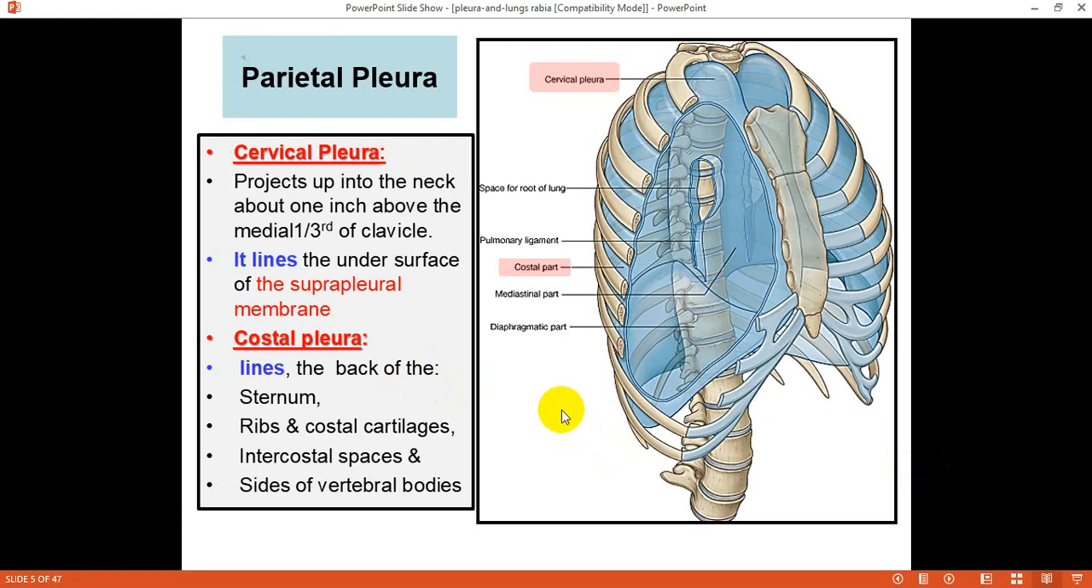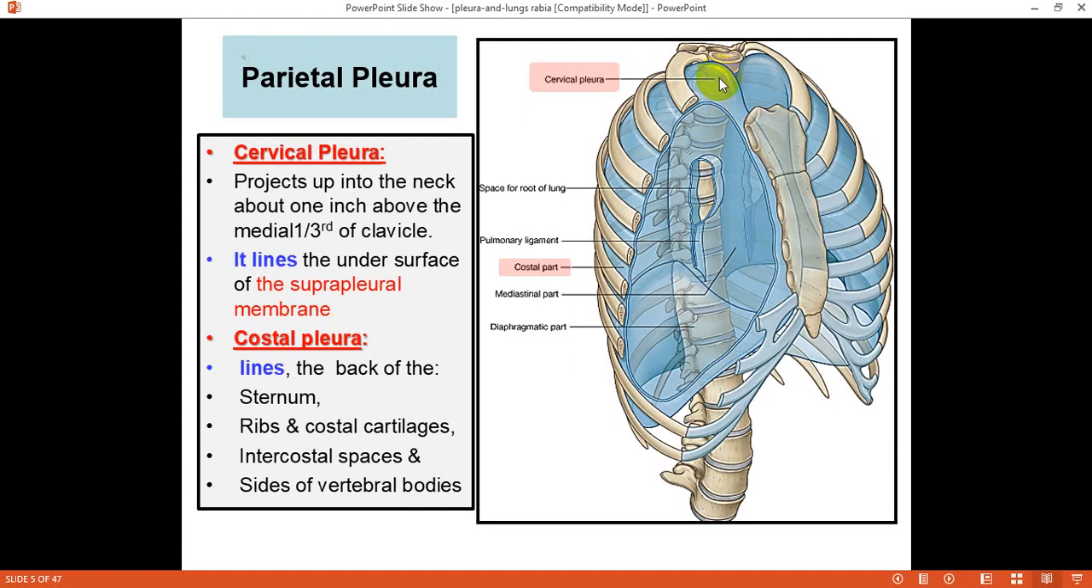So as we discussed, there are 4 parts of parietal pleura. The first part is the cervical pleura, which covers the apex of the lung. As it is an inverted cup-shaped dome over the apex of the lung, it is also called pleural cupola. Here we can observe that this part of the pleura will extend into the root of the neck 2 to 3 centimeter above the medial 1/3 of clavicle. So its highest point is 2 to 3 centimeter above the clavicle, and it is almost 5 centimeter above the first rib.